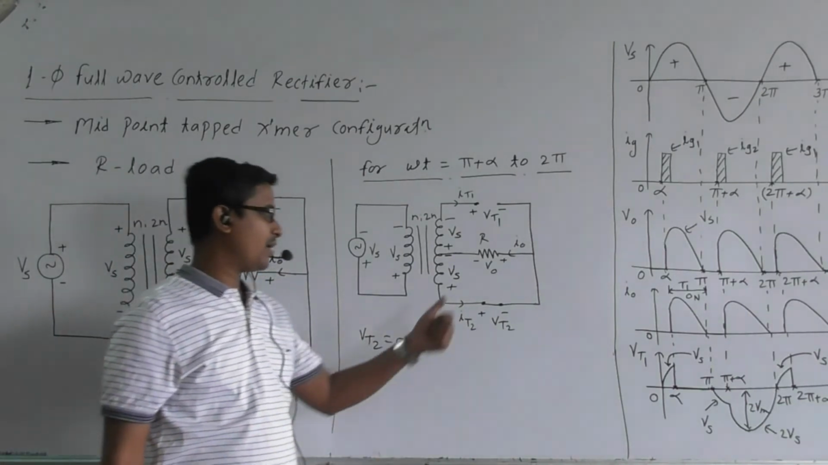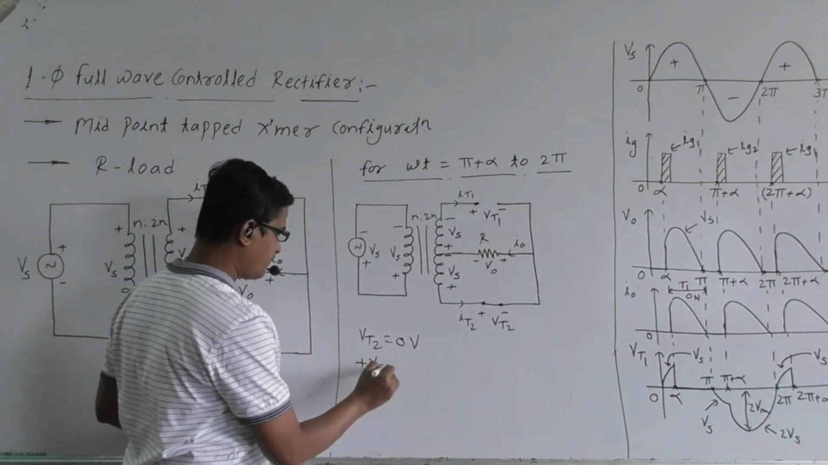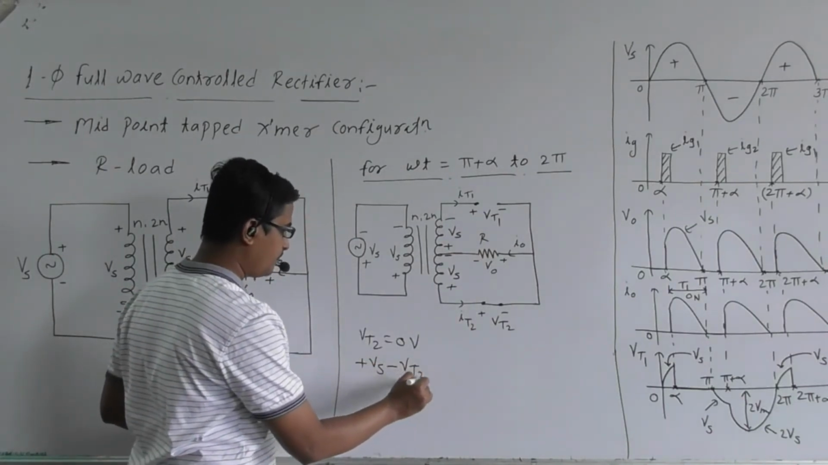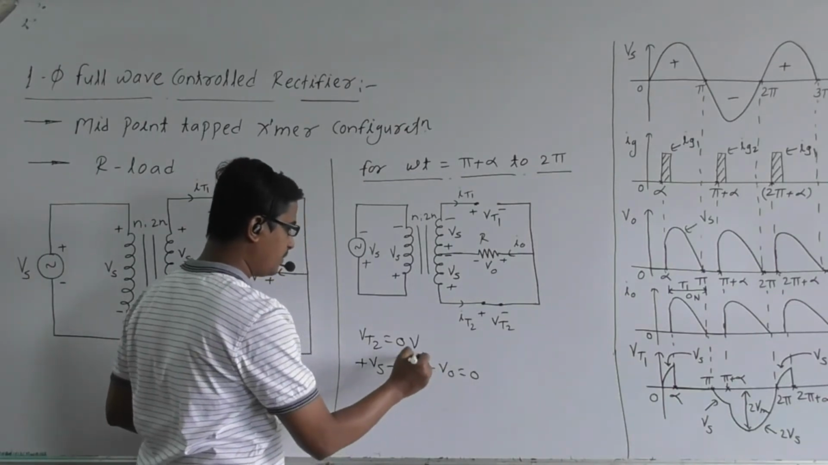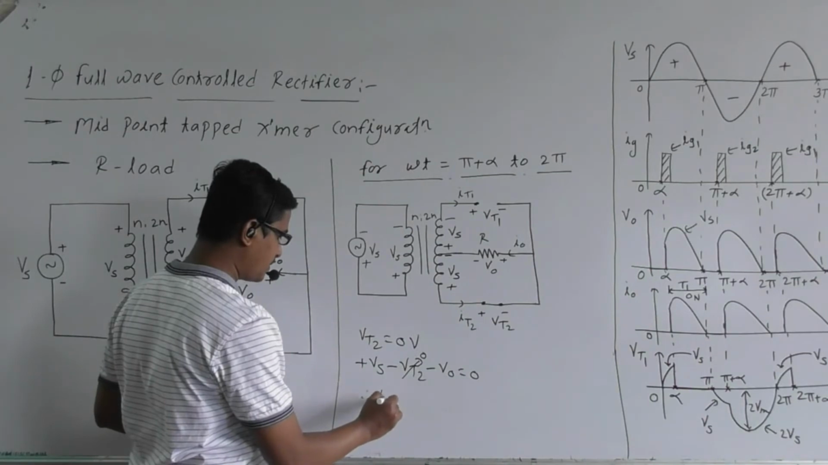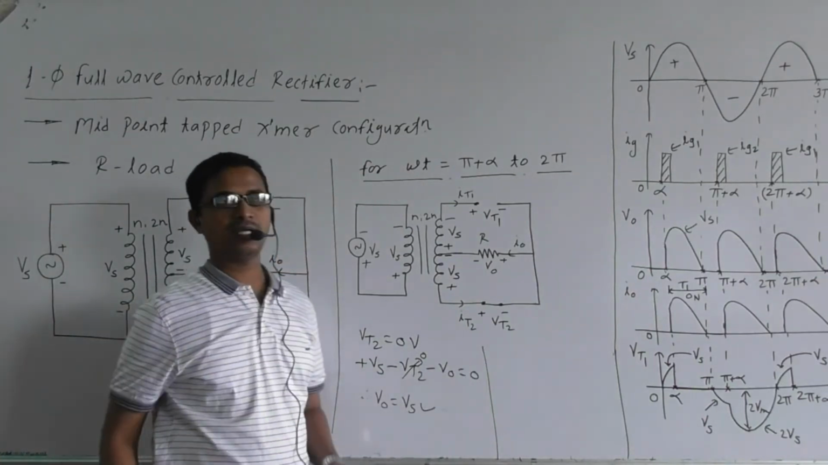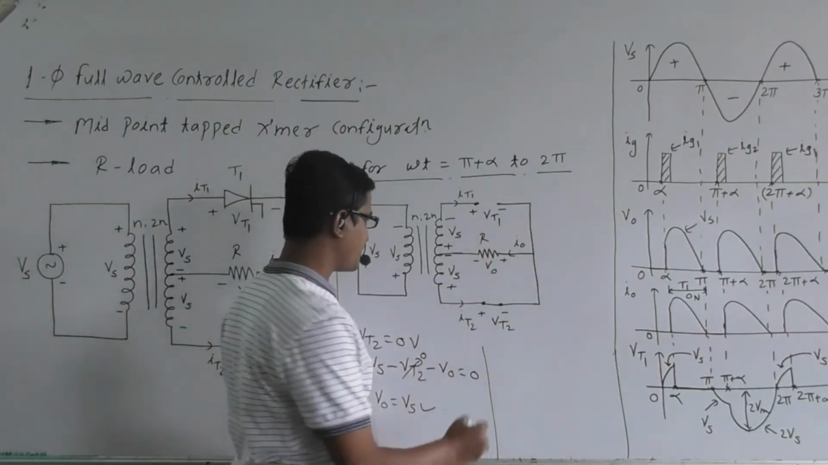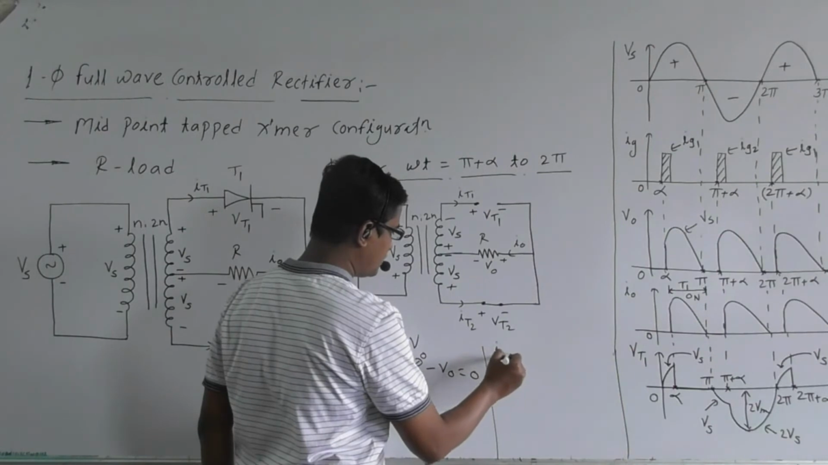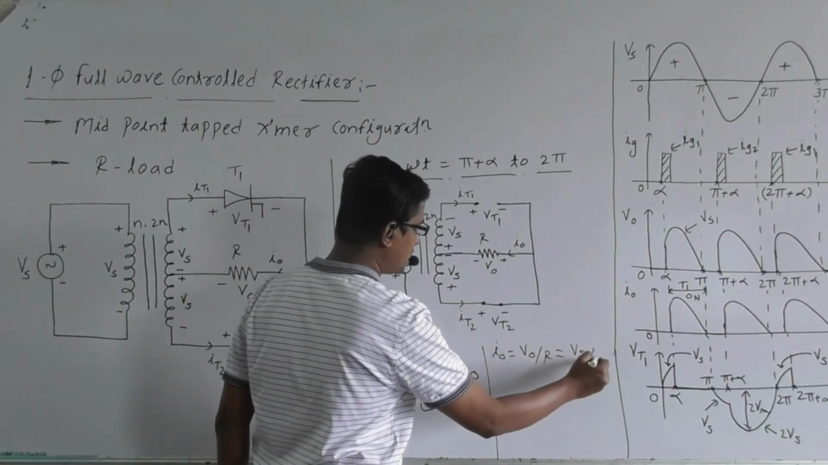Okay. Next, can I apply KVL to the lower loop? It is plus Vs minus VT2 minus V0 is equal to 0. But what is VT2? VT2 is 0. So therefore, can we write V0 is equal to Vs? Yes, V0 is equal to Vs. Right? Next, what is I0? I0 is V0 by R. So it is equal to Vs by R.